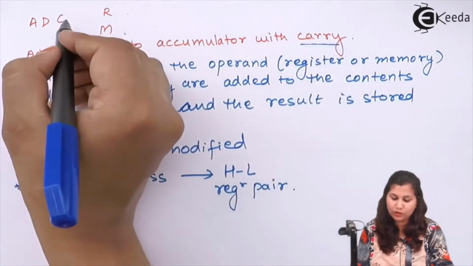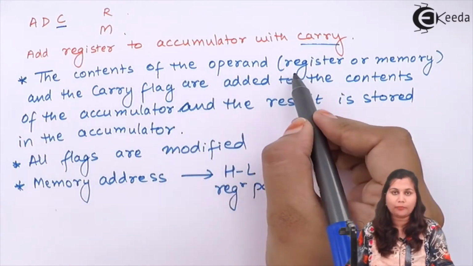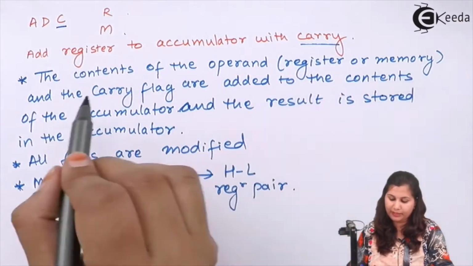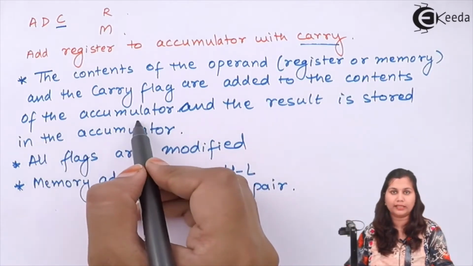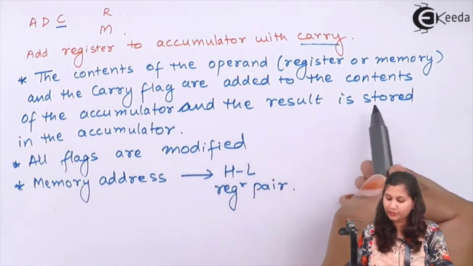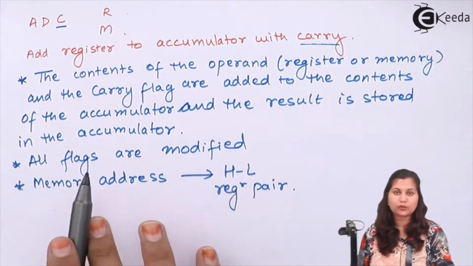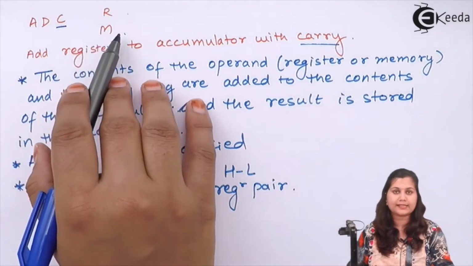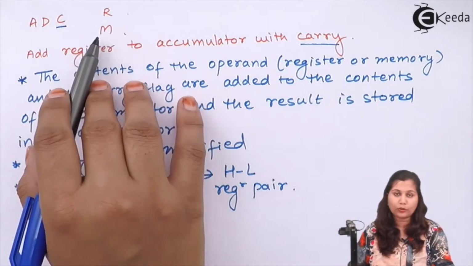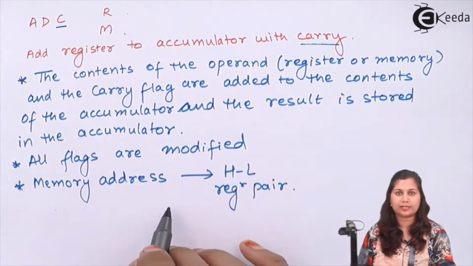Carry flag is used. So we have this C here. The contents of the operand, either register or memory, and the carry flag are added to the contents of the accumulator, and the result of the addition is stored in the accumulator itself. Here also all the flags are modified, and if the operand is a memory, then the location of that memory will be specified by the HL register pair.